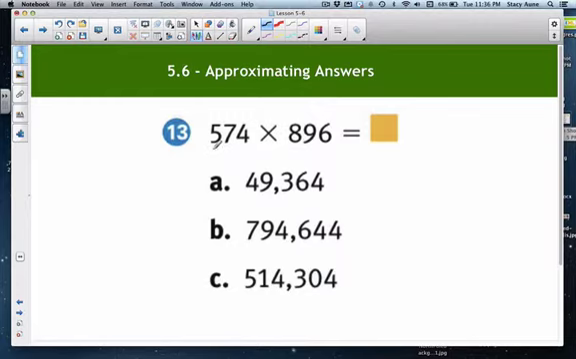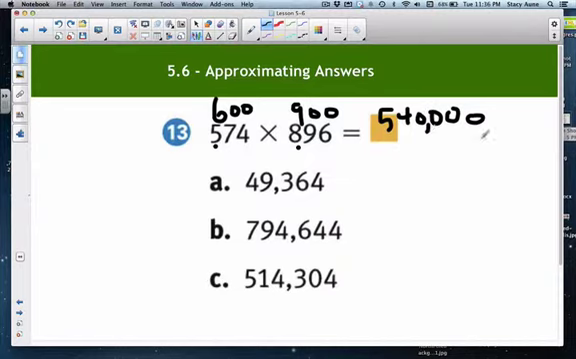All right, last example before I send you off on your own. 574 times 896. I know that this is going to be a pretty big number. So I want to round to the nearest hundred in both. I know that 574 is closest to 600, and I know that 896 is really close to 900. 6 times 9 is 54, and then we've got 4 zeros. Okay, 540,000. So I know right away, no way, this one's not going to make sense. This one, I think it's going to be too large. The one that's closest to my answer, 540,000, is C.